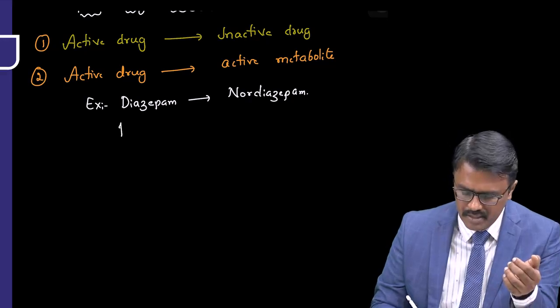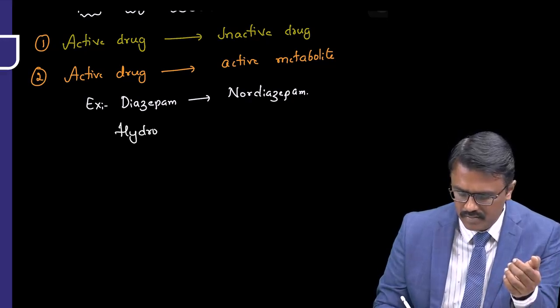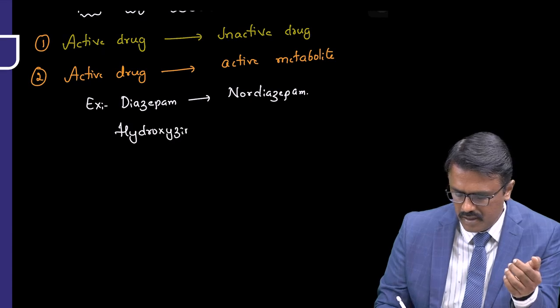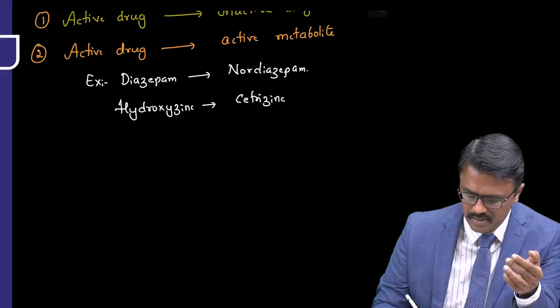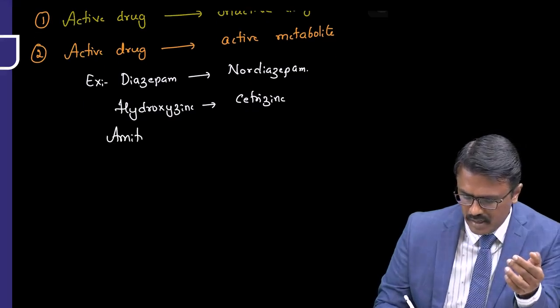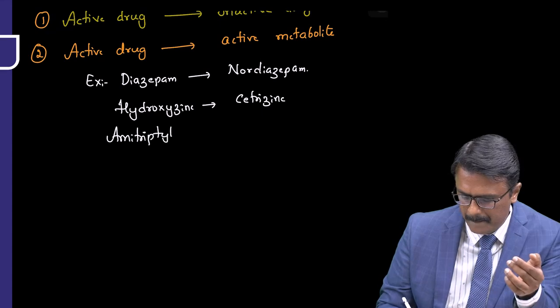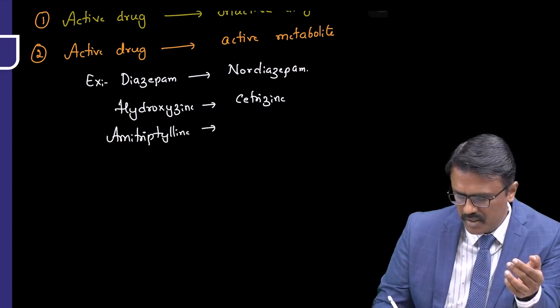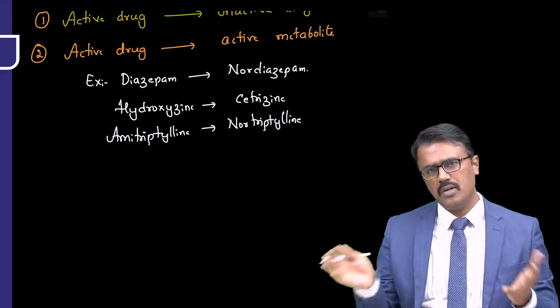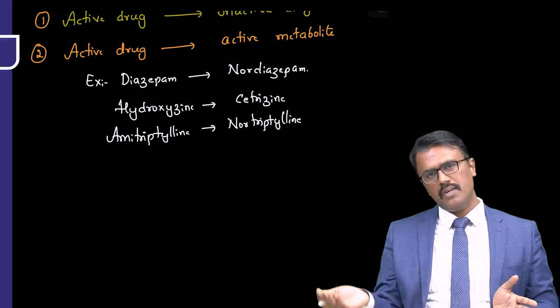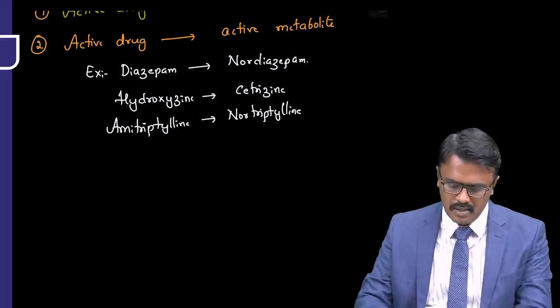Then we have a first generation antihistamine called hydroxyzine. If you metabolize it, you get cetirizine. That is also active. We have an antidepressant, the example is amitriptyline. After metabolism, it gives rise to nortriptyline. So these are examples of an active drug giving rise to an active metabolite. The drug is active, the metabolite is also active. That is the simplest.